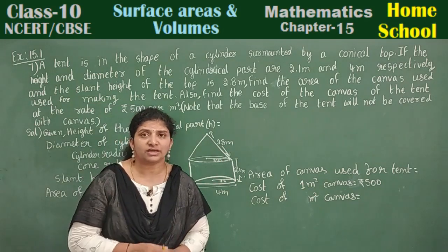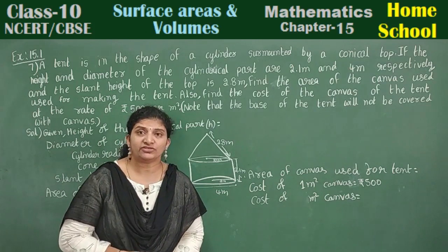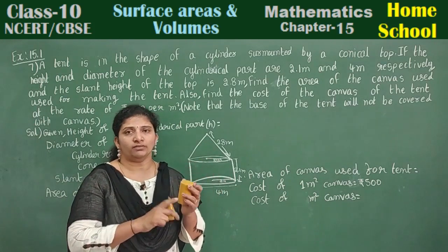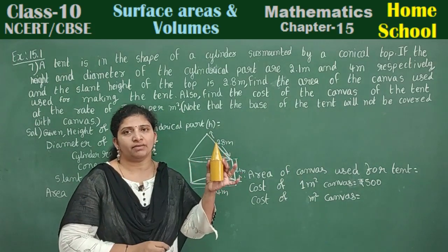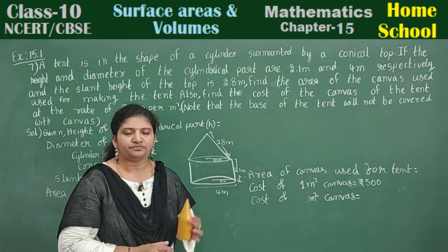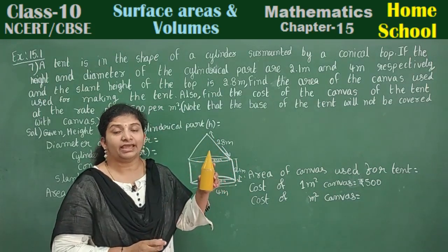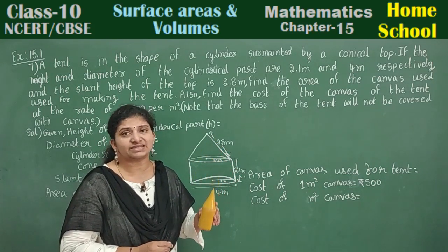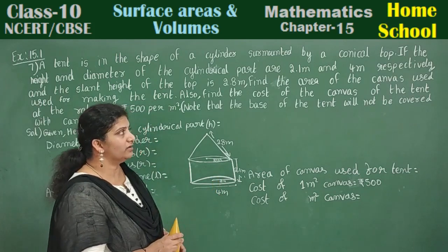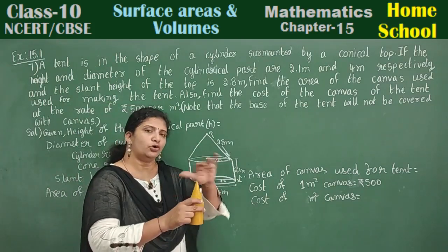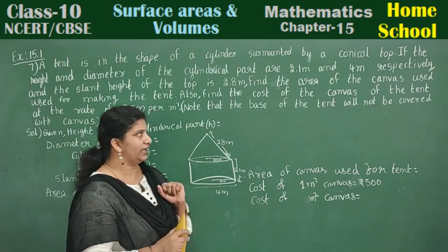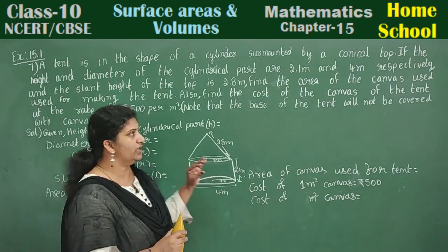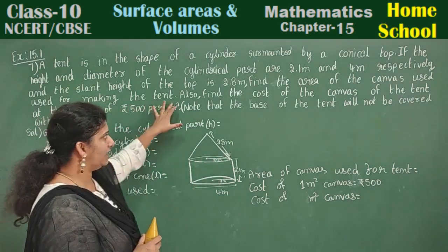You can imagine these type of tents, children. Where can you see a circus tent? You can imagine how it will be: cylindrical part at the bottom and top surmounted by a conical part. For this tent, canvas. What is the canvas here? It is a cloth used to stitch the tent. Find the area of the canvas, the total area of the tent which is covered with the canvas used for making the tent.